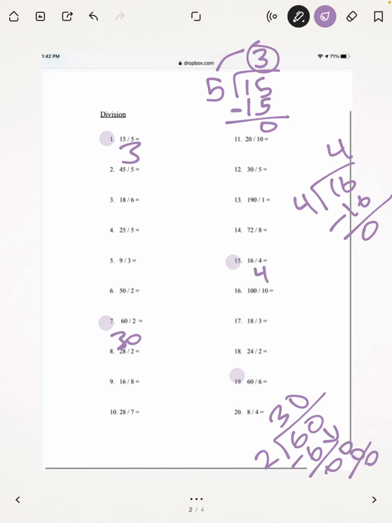So 60 divided by 6. 6 is not going into 1, it goes into... oh shoot, sorry. This is 6. 6 goes into 6 1 time. 6 times 1 is 6. Subtract it, 0. You bring down this 0, which 6 goes into 0 0 times. 6 times 0 equals 0. Subtract, 0. So it'd be 10.